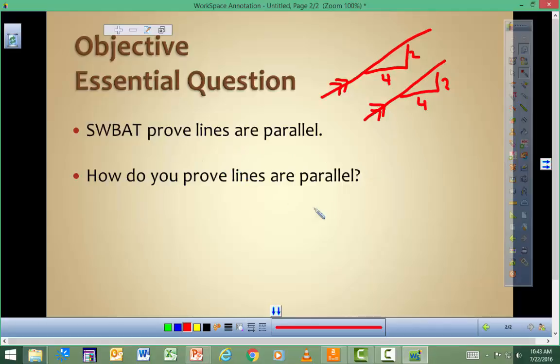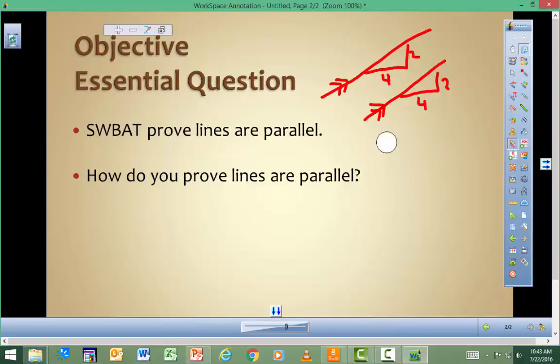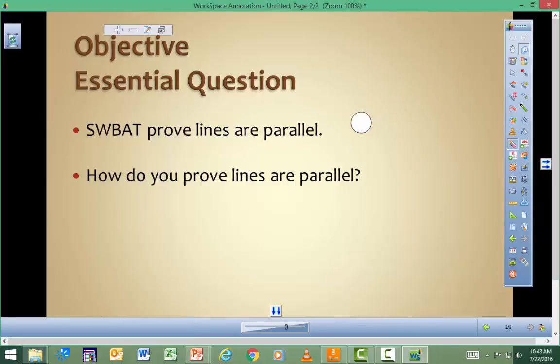But in this section, we're going to learn the four ways that I mentioned earlier by looking at the corresponding angles, alternate interior angles, alternate exterior angles. And we're also going to be looking at the same side. So keep in mind that there will be other ways to prove that lines are parallel, and that will actually come later on in the chapter.